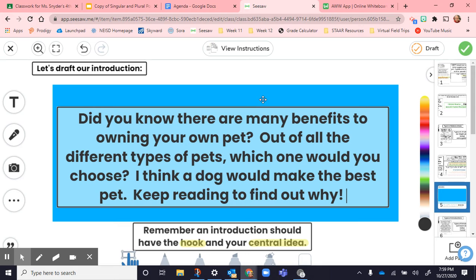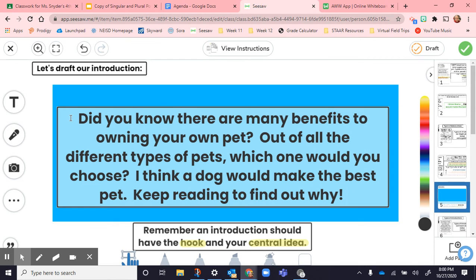Okay. So after you write something, go back and read it. And as you're reading it, touch the word to make sure it's actually what you meant to say. Did you know there are many benefits to owning your own pet? Question mark. Out of all the different types of pets, comma, which one would you choose? Question mark. I think a dog would make the best pet. Period. Keep reading to find out why.